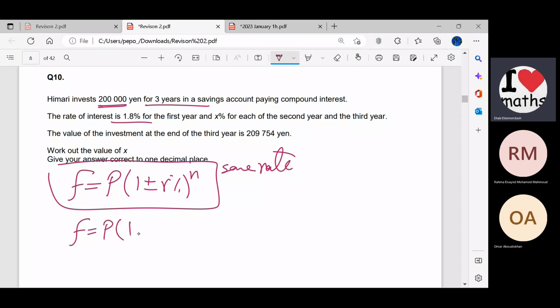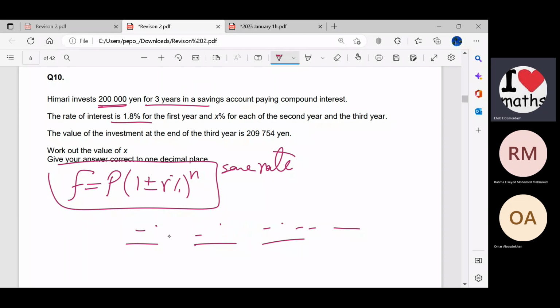It's equal to principal into 1 plus the first rate. Then multiplied, there is no plus here, it's multiplied by 1 plus or minus the second rate, then 1 plus or minus the third rate, and so on, because it's a different rate. Because of that, when they were the same rate, instead of writing this bracket many times, we wrote it one time to the power of n. So this is how we were dealing with the question.